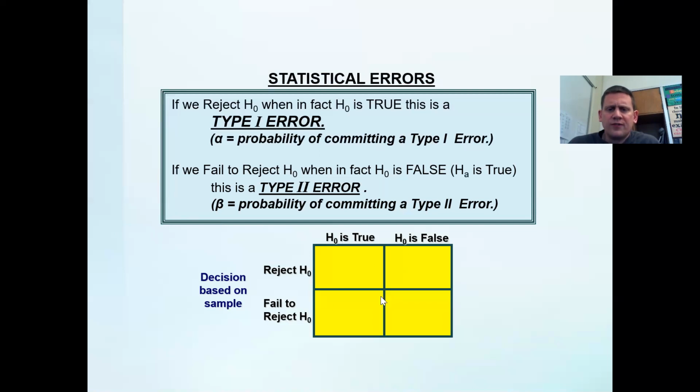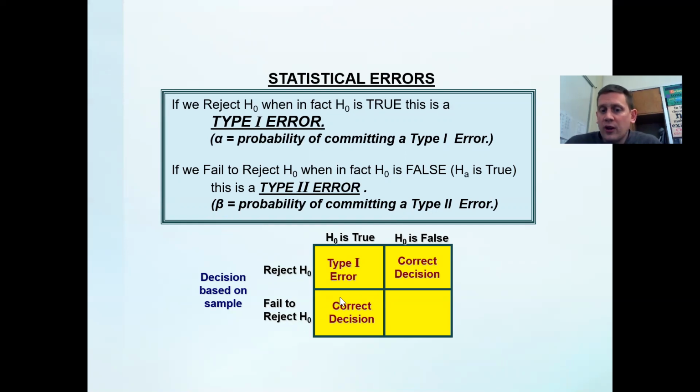We've seen this little matrix before. It's a way to organize things, so we're not just writing it out. It's kind of an organized framework of what you should do. If the null is true and you reject the null, that's type 1. Shouldn't have done that. The null was true. You should have stayed there. If the null is false and you reject the null, that's the correct decision. Good job. The null is false and you rejected it.